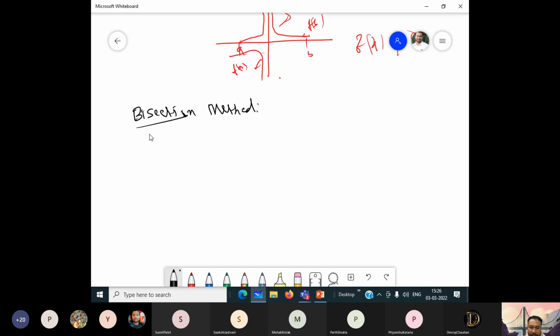Suppose bisection method. What is the meaning of bisection? It should be divided in 2 equal parts. If one word is missing, then it is a very big mistake. It divides not only in 2 parts, but in 2 equal parts. If your word equal is missed, it is a big 0. It divides in 2 equal parts.